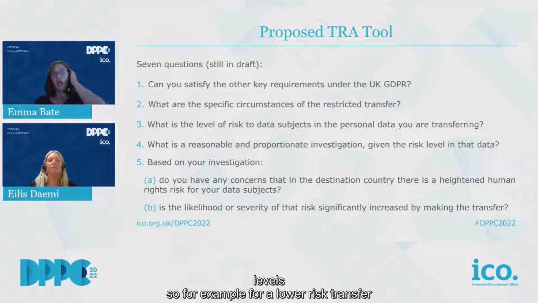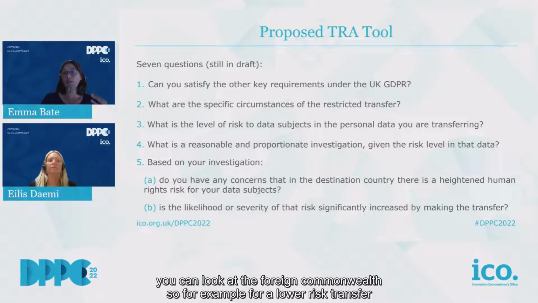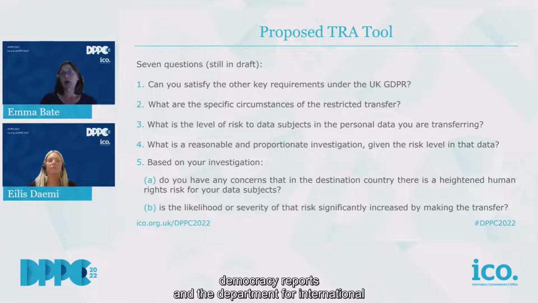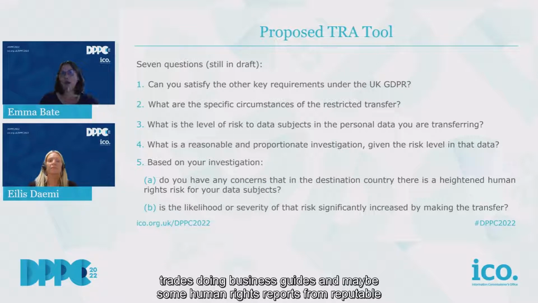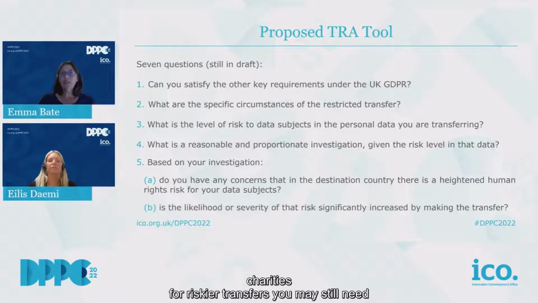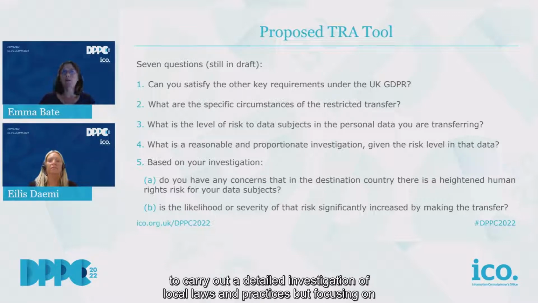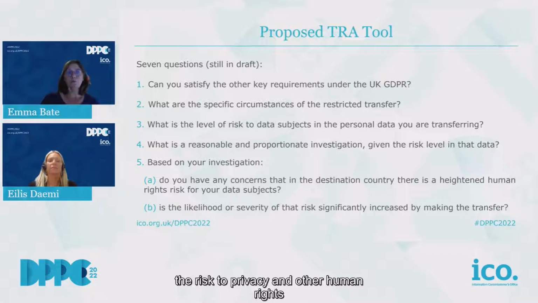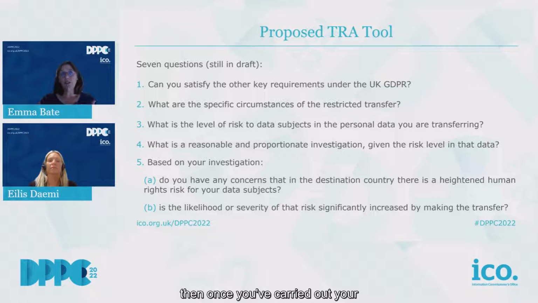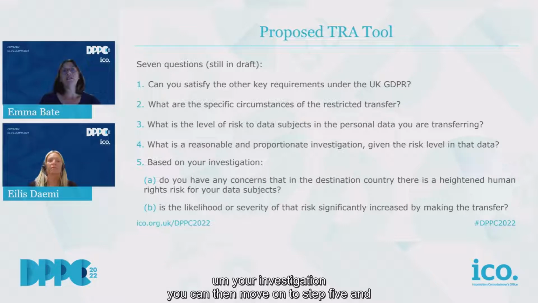So, for example, for a lower risk transfer, you can look at the Foreign, Commonwealth and Development Office's Human Rights and Democracy reports, and the Department for International Trade's Doing Business guides, and maybe some human rights reports from reputable charities. For riskier transfers, you may still need to carry out a detailed investigation of local laws and practices, but focusing on the risk to privacy and other human rights. Then, once you've carried out your investigation, you can then move on to step 5 and answer the next question.